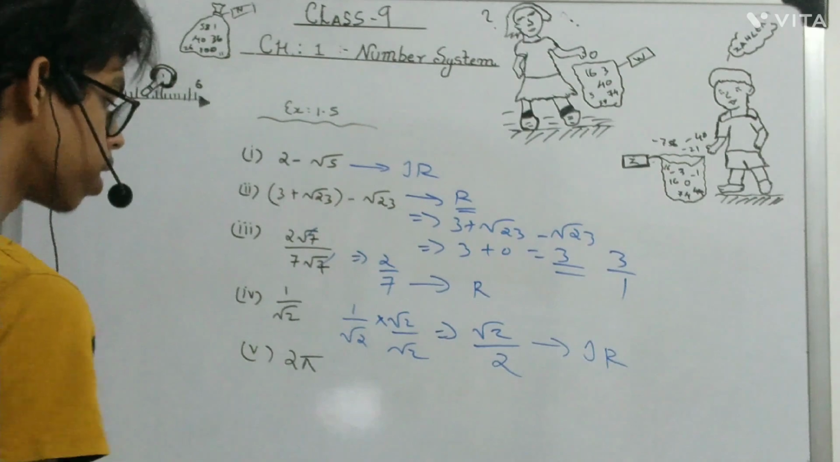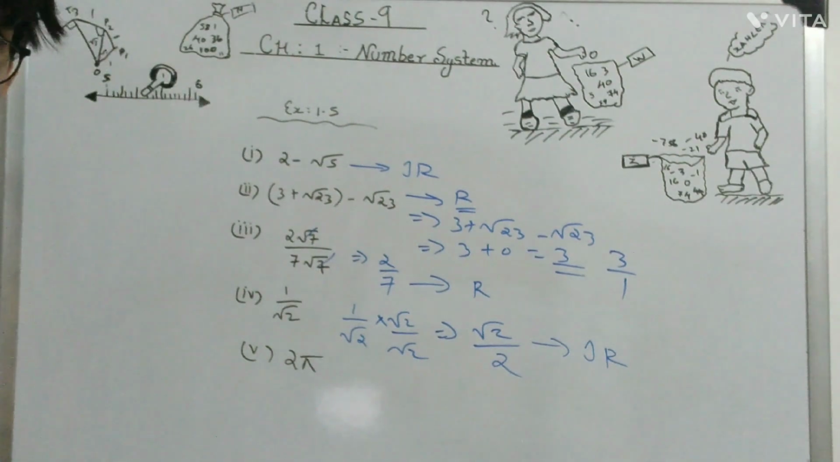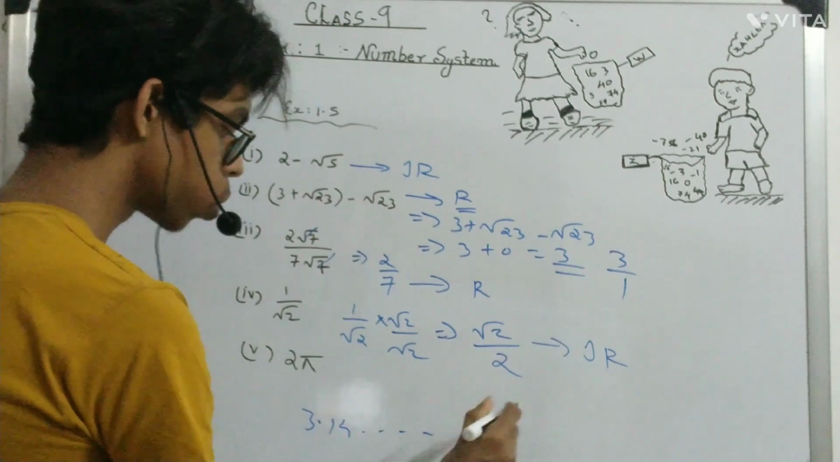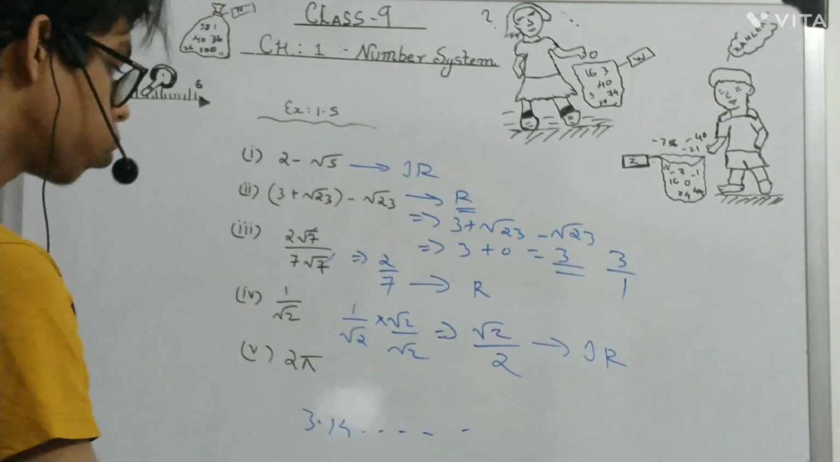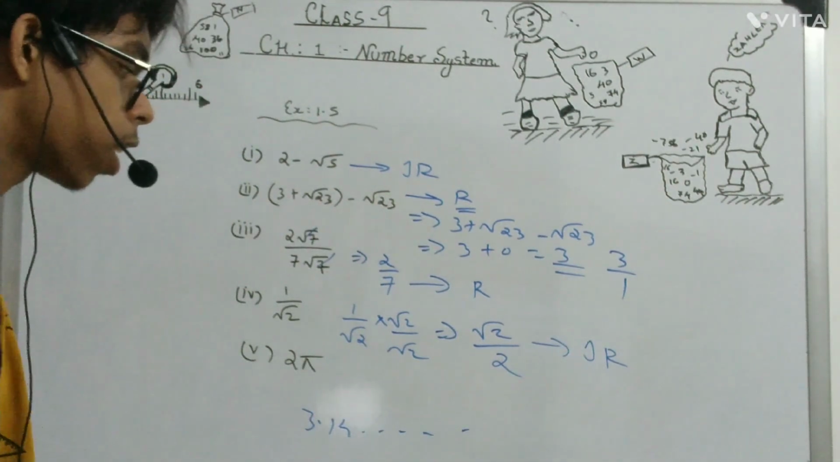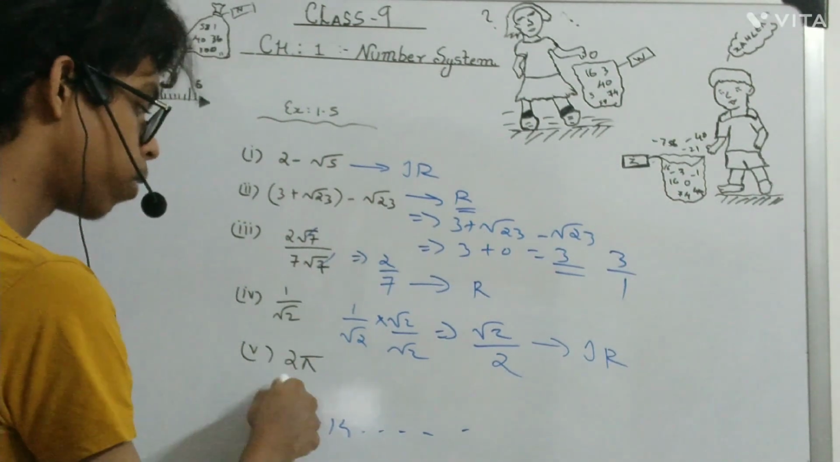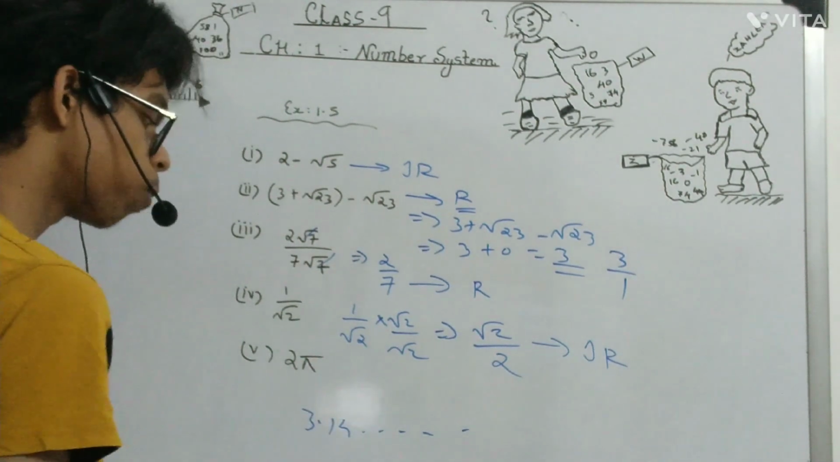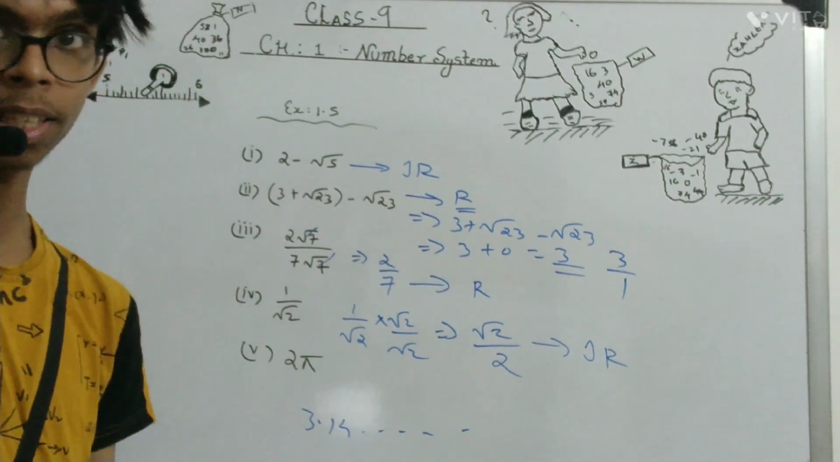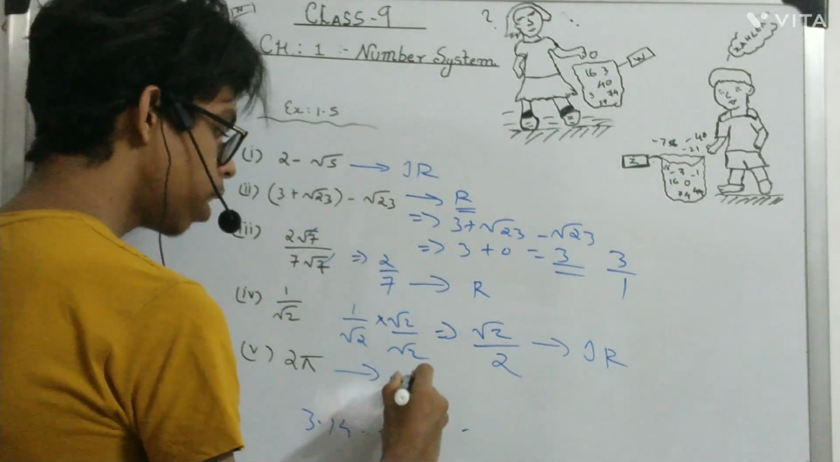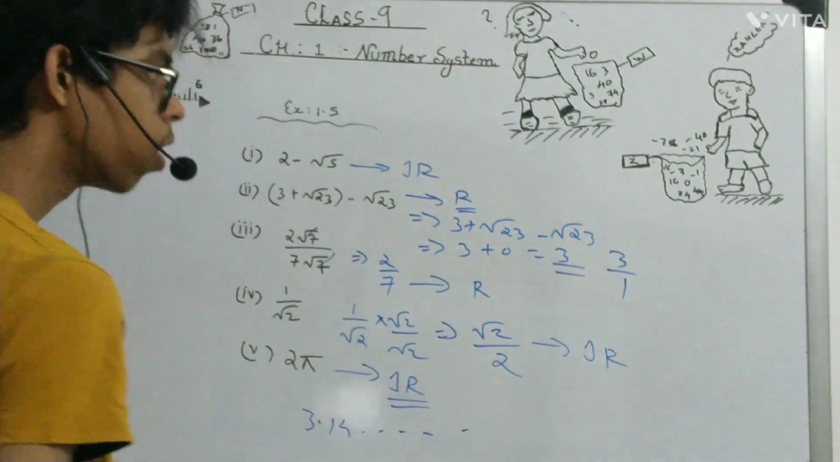Now the fifth one is 2 pi. We know pi has the decimal expansion 3.14 and it goes on like that. So this has a non-terminating, non-recurring decimal expansion. We are multiplying it with 2. So definitely this 2 pi will also have a non-terminating, non-recurring decimal expansion. So this also will be an irrational number.